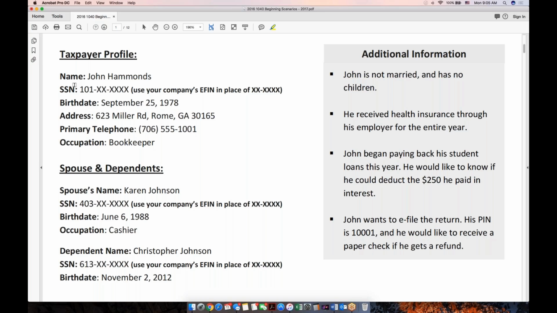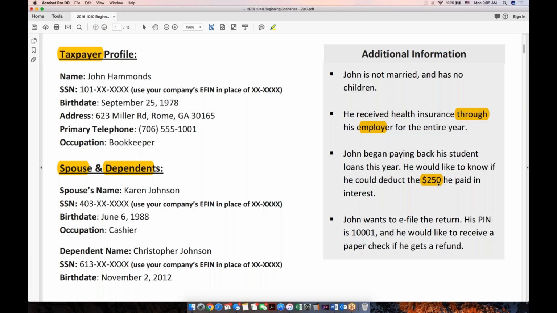and then do it. So for instance, John Hammonds, and you can see the personal information for John Hammonds here. Now, at this point, I know a lot about Mr. John Hammonds. I also know that he has a spouse and a dependent. I also know that he received health insurance through his employer, so he's not going to bring me a form, and I don't have to do much in the system because his health insurance is through his employer. I also understand that he wants to report $250 in interest for the student loans.